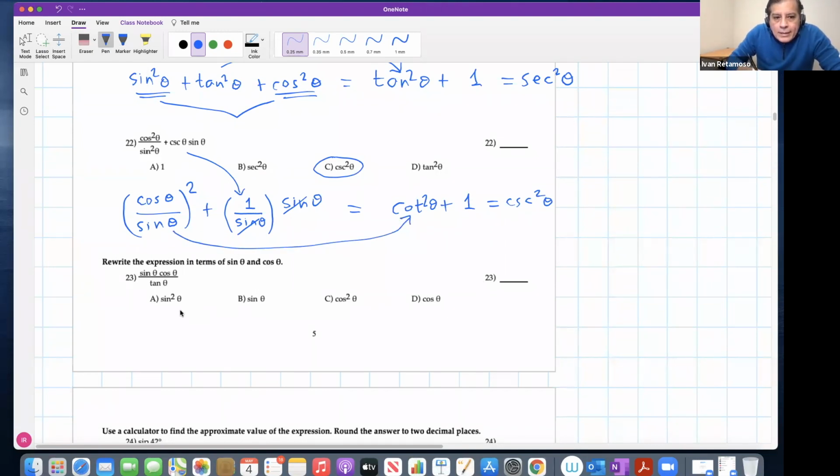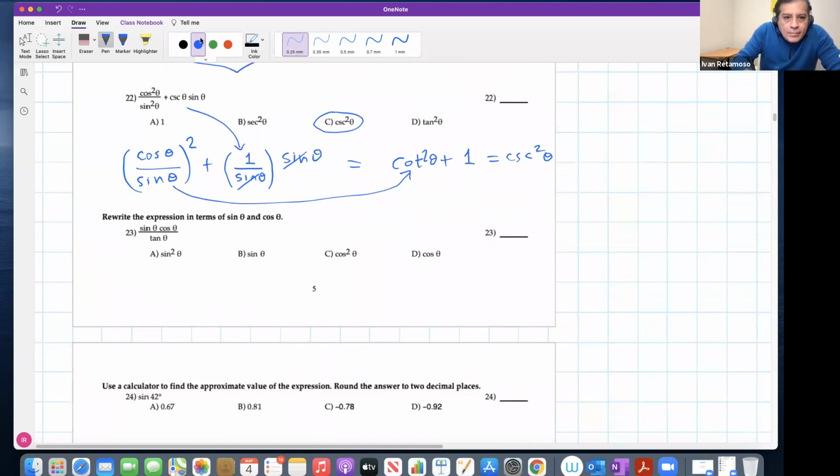Excellent. Moving on, let's do 23, right? Let's do this quickly. Sine of theta multiplied by cosine of theta divided by tangent of theta. But tangent of theta, we said, is sine of theta over cosine of theta, right? According to the reciprocal identity.